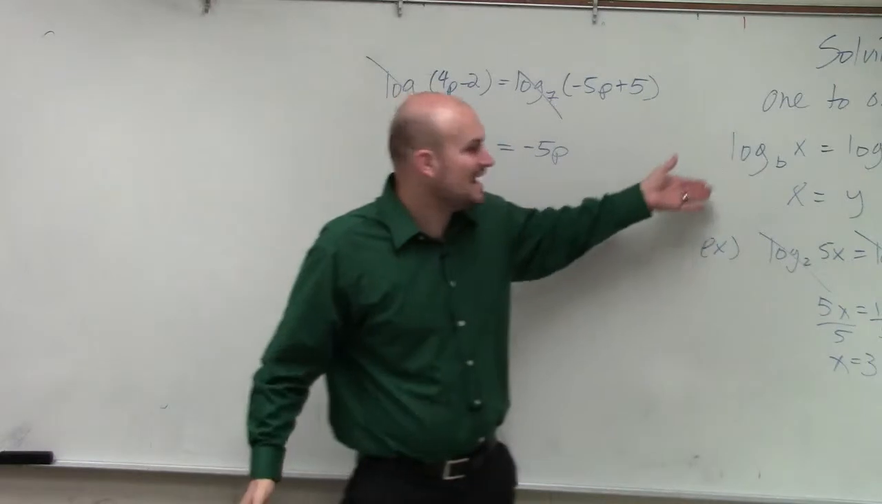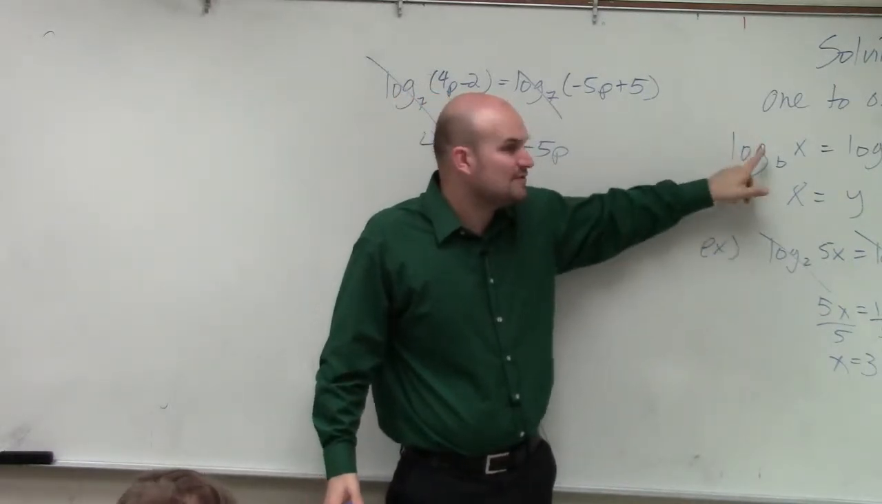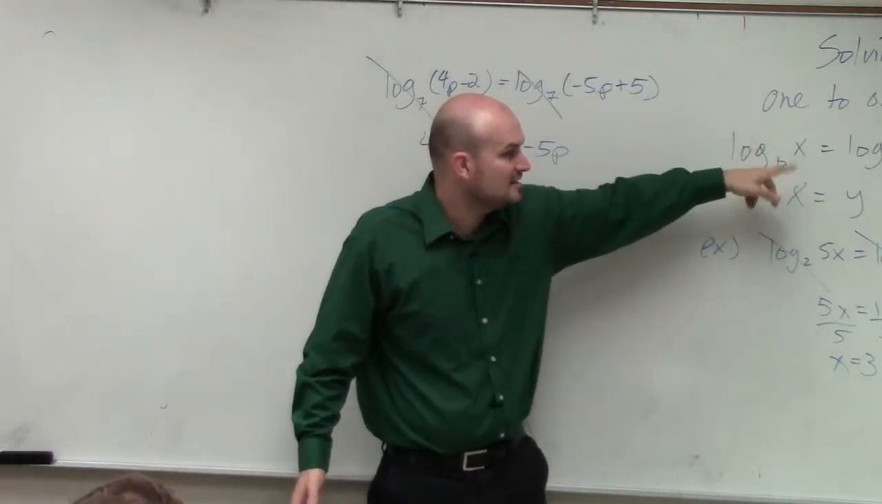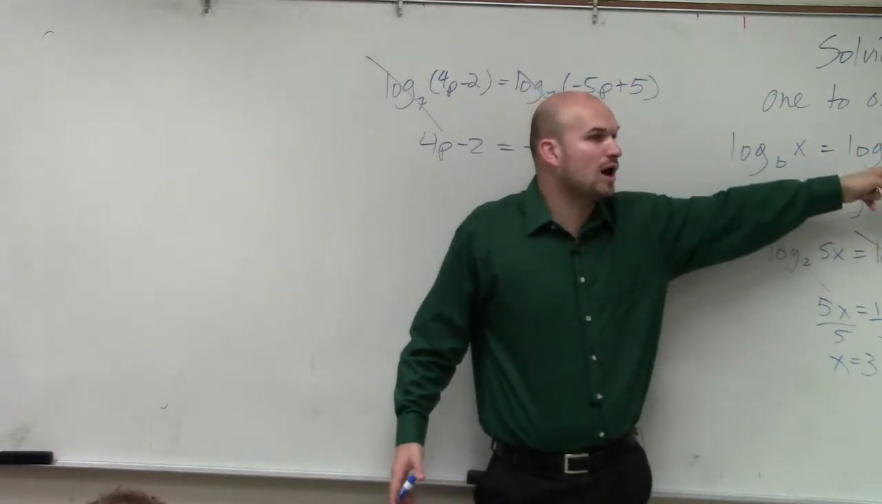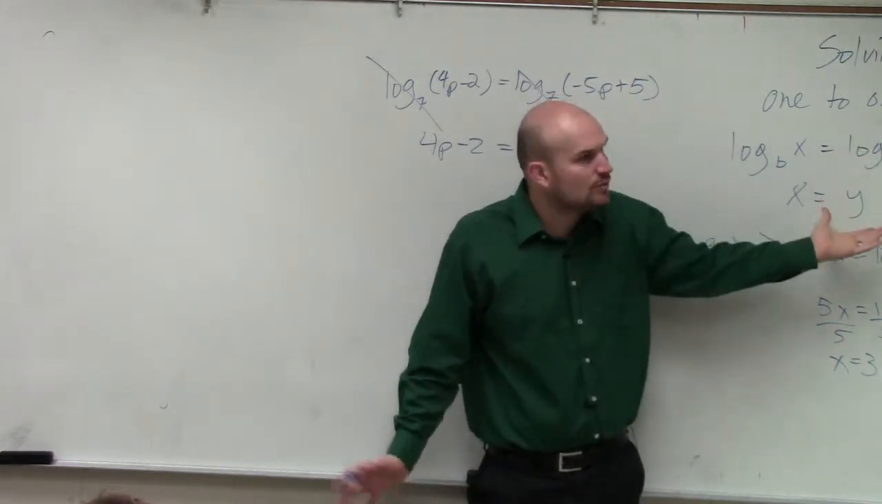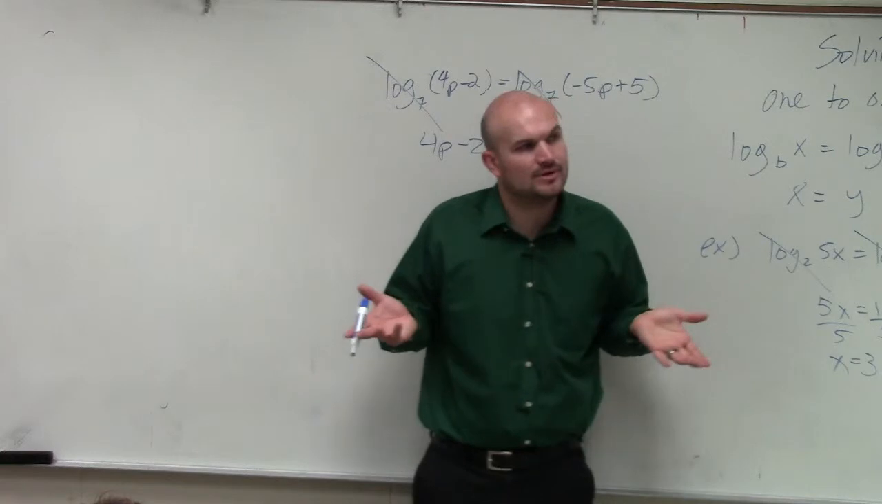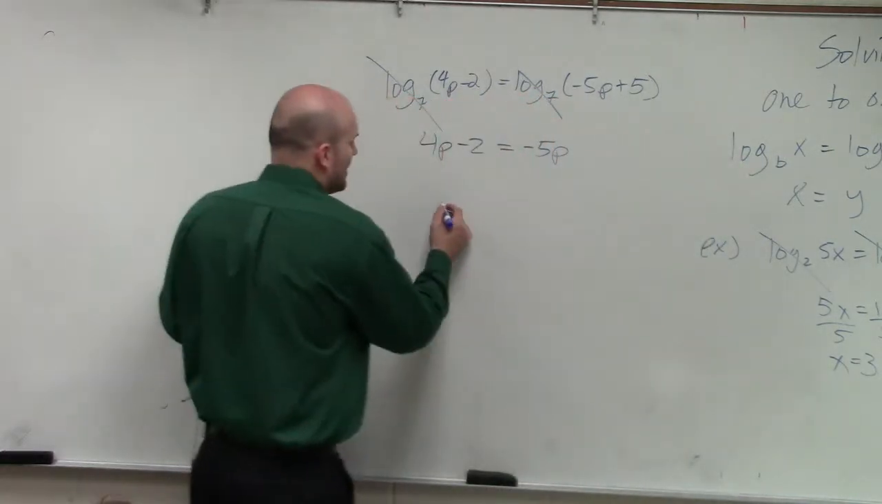It doesn't matter. What the one-to-one property states is if you have a log, same base, of x, equal to the log, same base, of y, then x is equal to y. So you don't need to write the logs anymore.